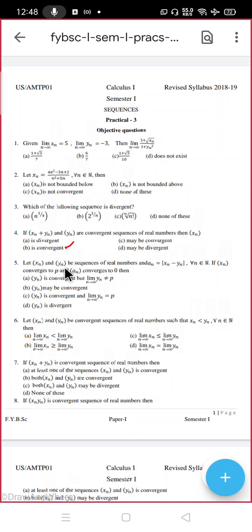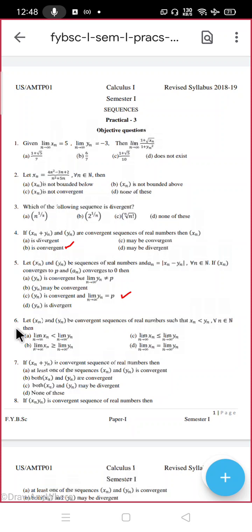If xn and yn are sequences and en equals this, then they are saying en converges to 0, then yeah, C, definitely yes. Do you agree, everyone? Option C is correct. See, mod of xn minus yn goes to 0. That means xn and yn behave alike. They are almost the same, you can say. Goes to 0. That means after some n, they are almost the same. So they converge to the same limit.